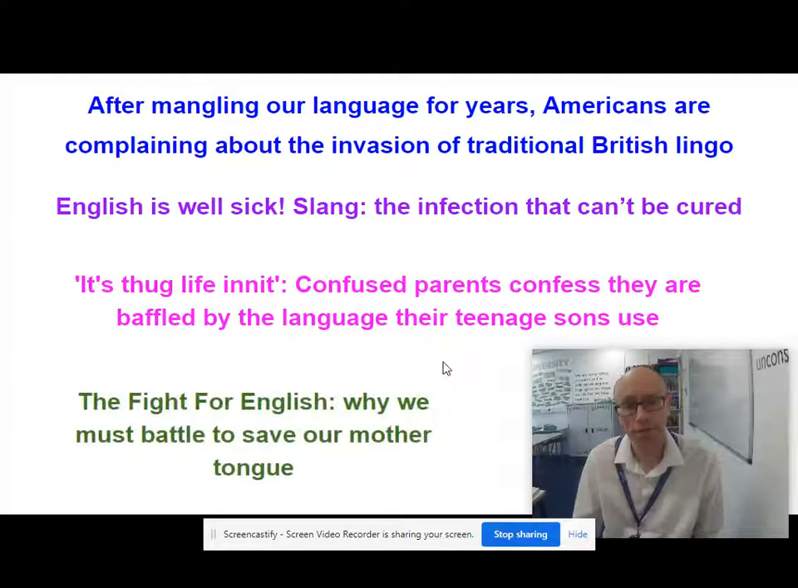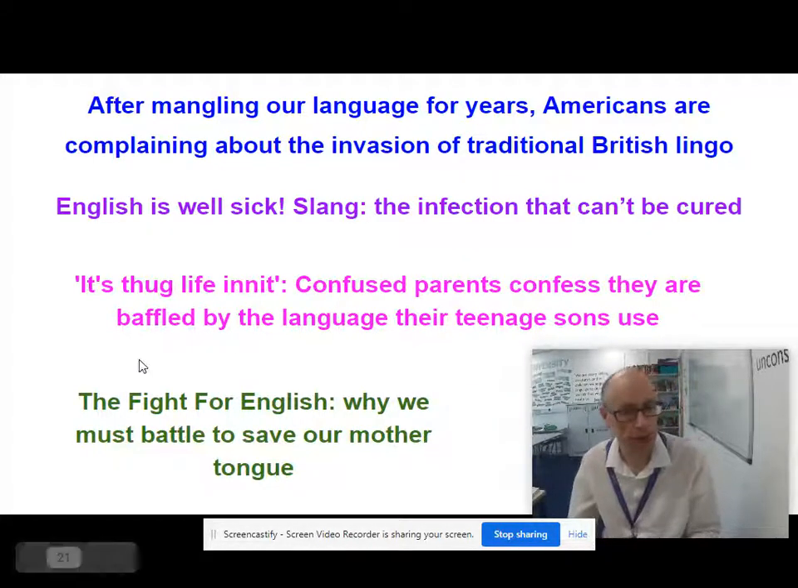And the final headline, The Fight for English, Why We Must Battle to Save Our Mother Tongue. So we have the discourse here, again, conflict. So we have the abstract noun fight. We have the material verb battle. And notice the plosive sound of that battle. It really sounds like something that's quite violent. So there's slight sound iconicity going on there.